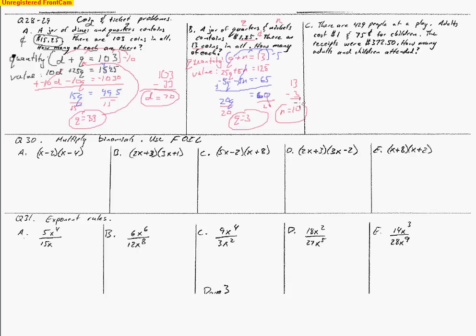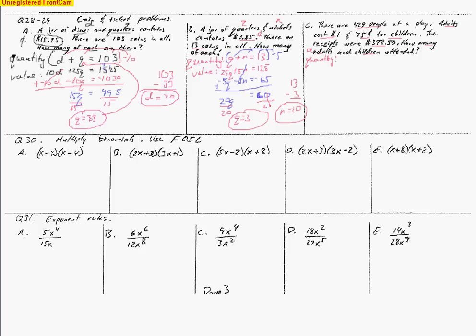So 10 nickels. Well, this last problem is an admission or a ticket problem. And so it's pretty much the same sort of thing. We have a quantity equation, and we're also going to end up with a value equation. So let's take a look at it. There's 429 people. That's like the total number of coins in the last problem. There's adults, and they cost $1, 75 cents for children. Total receipts, like the total value, is $372.50. How many adults and children ended up showing up?